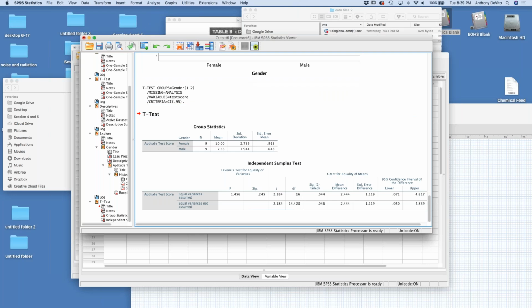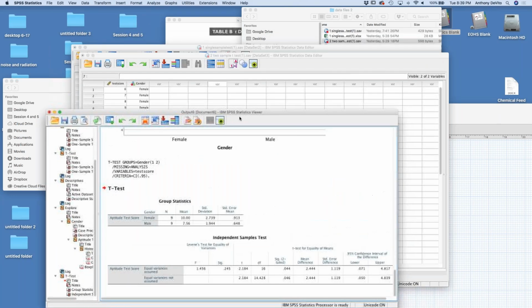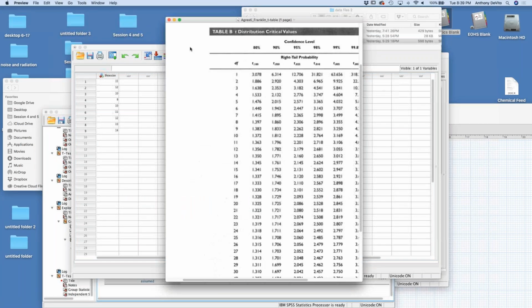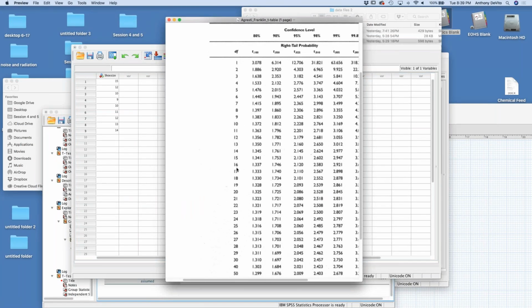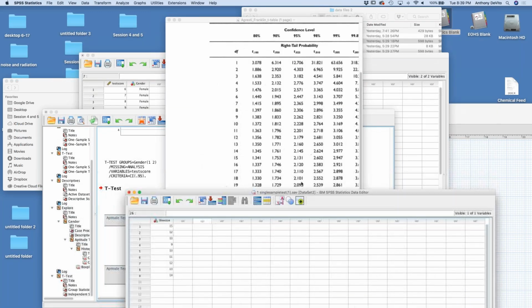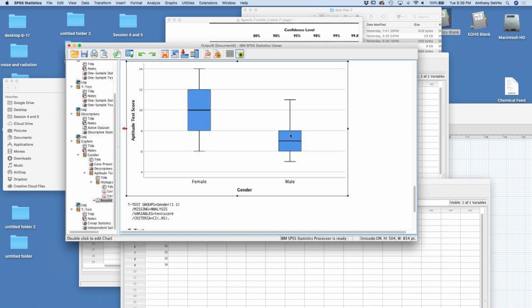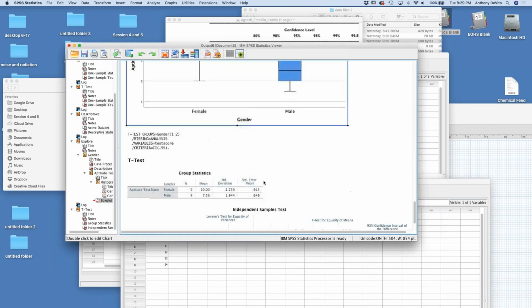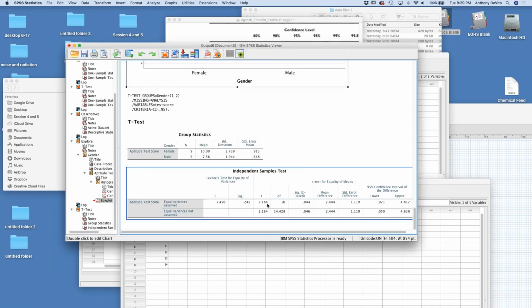Let's see what it is for 16 degrees of freedom. Okay, our t critical is 2.12. Before we reject the null hypothesis, we want our calculated t value to be bigger than the critical value, 2.12. So I'm going to go back here. Okay, let's see what we got in our output. In our output, our t value was 2.184, which is greater than 2.12.